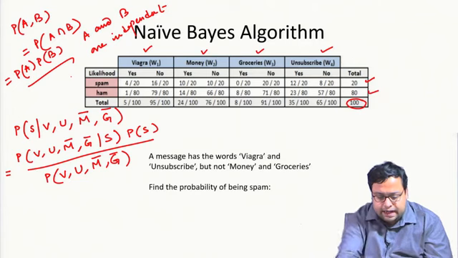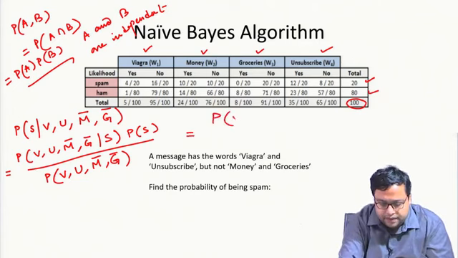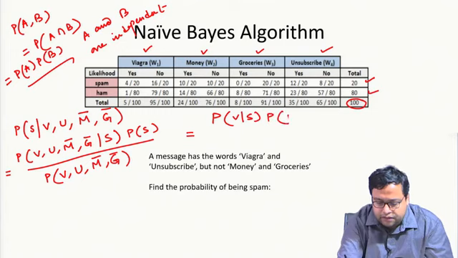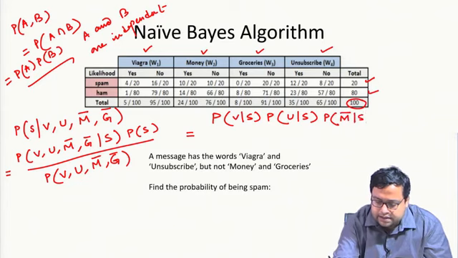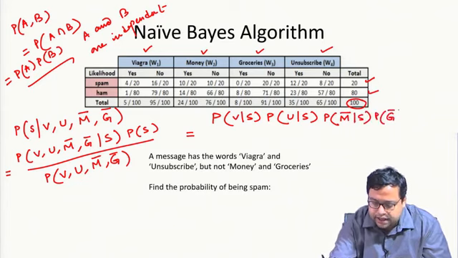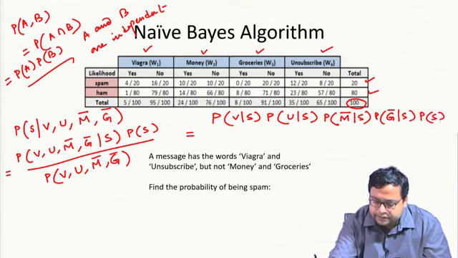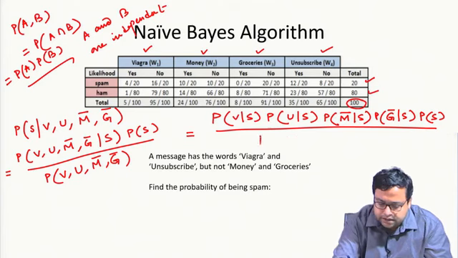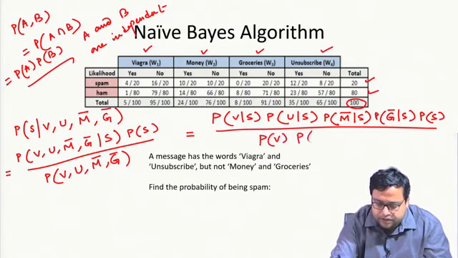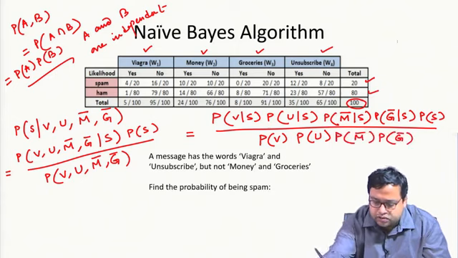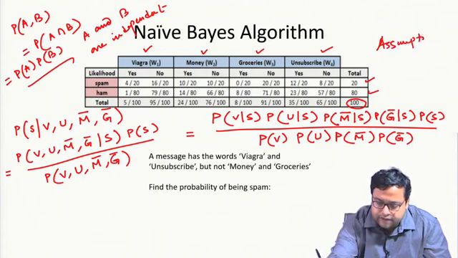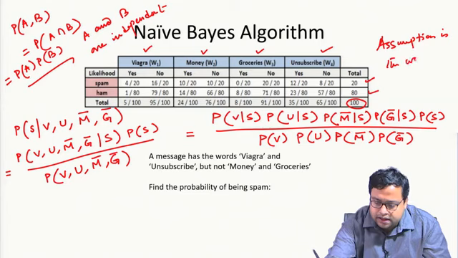So, using that, what I am writing here is P of V given S, P of U given S, P of M dash given S, P of G dash given S into P of S, divided by P of V, P of U, P of M dash and P of G dash. What is the assumption? You should write this down. Assumption is the words are occurring independently.